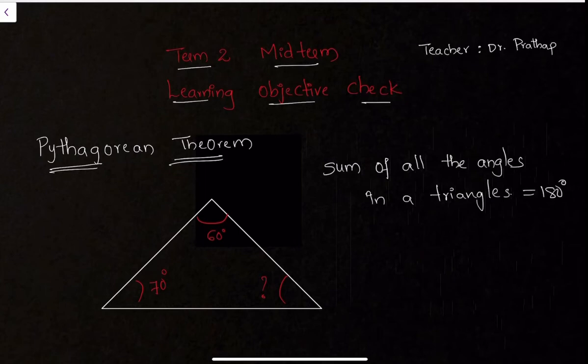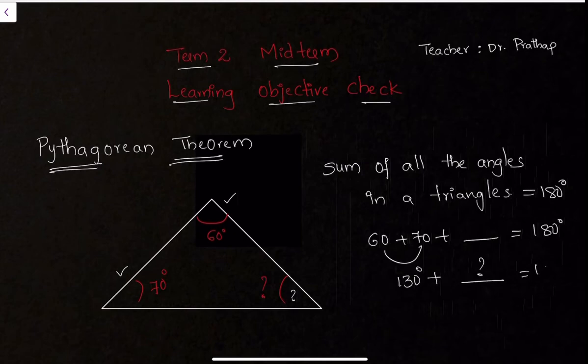So based on this, if this angle is 60 and this angle is 70, then what is this angle? 60 plus 70 plus the third angle, which you don't know, should be equal to 180. 60 plus 70 is 130, plus what gives you 180? So the angle that I don't know is equal to 50 degrees. Okay, this is the first thing that I would expect from you. Let's jump into the next.